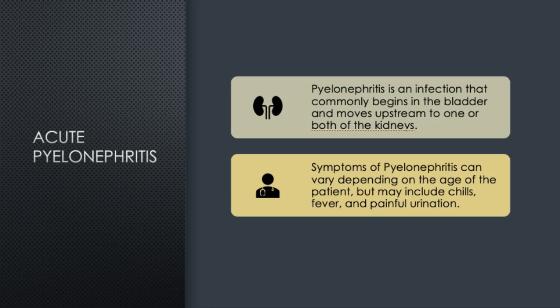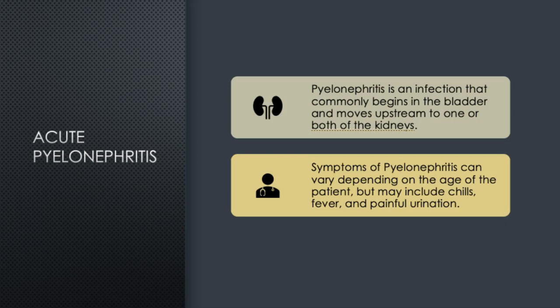If it's in both kidneys, more than likely they've probably been dealing with this for a little while, or at least a couple of days, and it's traveled to the other kidney. So people that have pyelonephritis in both kidneys tend to have to get hospitalized with IV antibiotics, and they are in a little bit more fragile state.